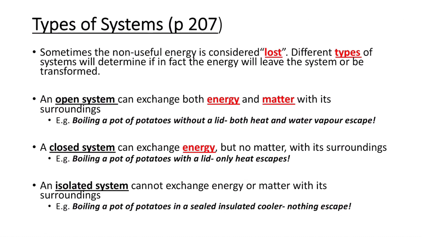But if you have an amazing lid that keeps the water particles in, you'd still end up with heat escaping. So you could still feel the warmth coming off of the pot. The third system is what is known as an isolated system. An isolated system cannot exchange energy or matter with its surroundings. So for example, if you could somehow theoretically boil a pot of potatoes in a sealed, insulated cooler, nothing escapes.